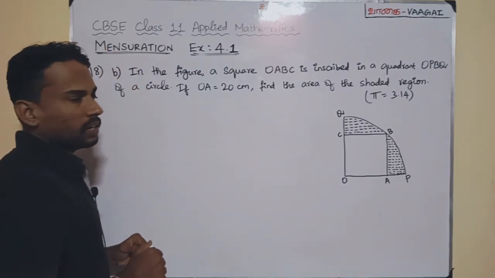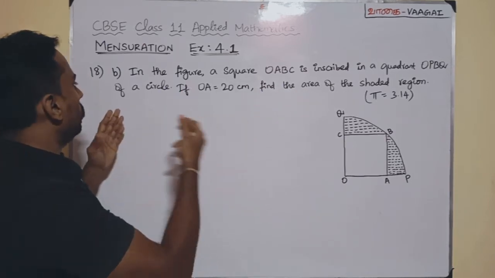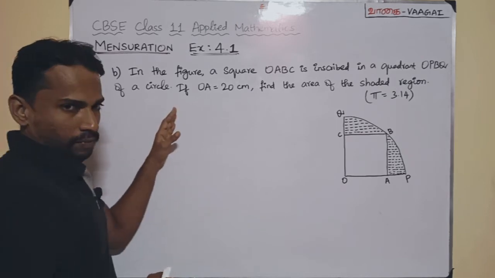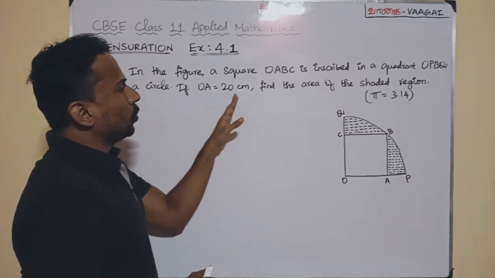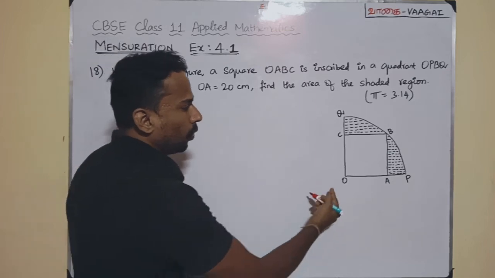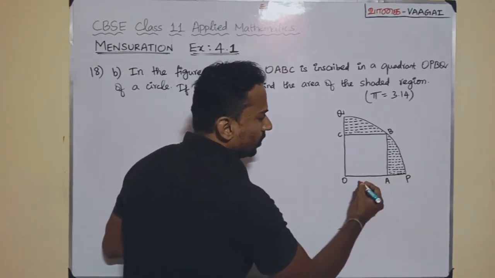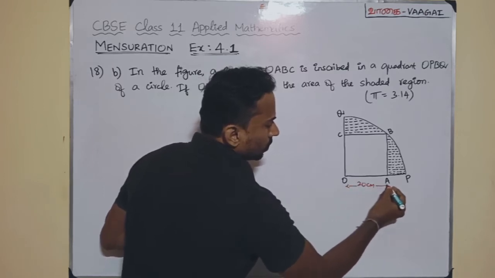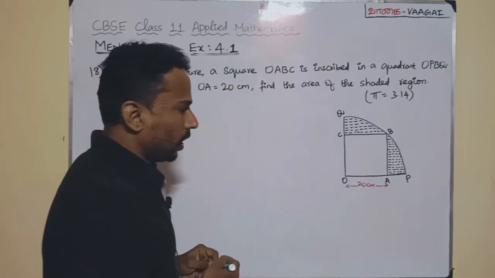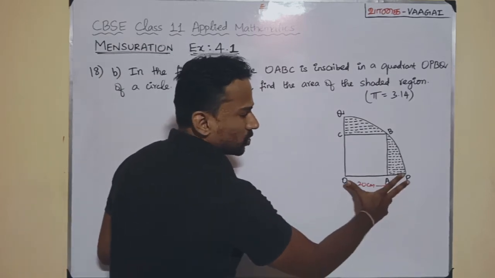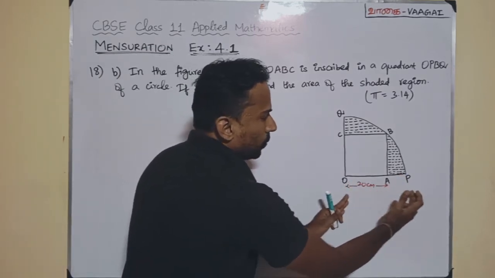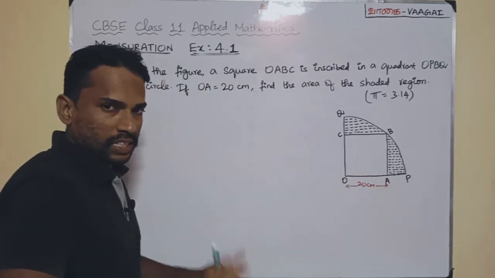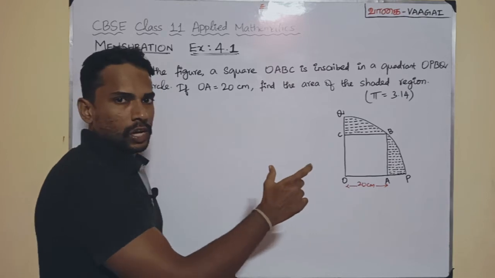So this is going to be the structure of the given figure. Now what else is given here? OPBQ is a quadrant of a circle. And we are given OA is equal to 20 centimeter, that is the side of the square. So 20 centimeter is the side of the square alone. Don't confuse it with the radius of the quadrant. The radius is OP, correct? But they have given OA as 20 centimeter, so we should understand that the side of the square is 20 centimeter.